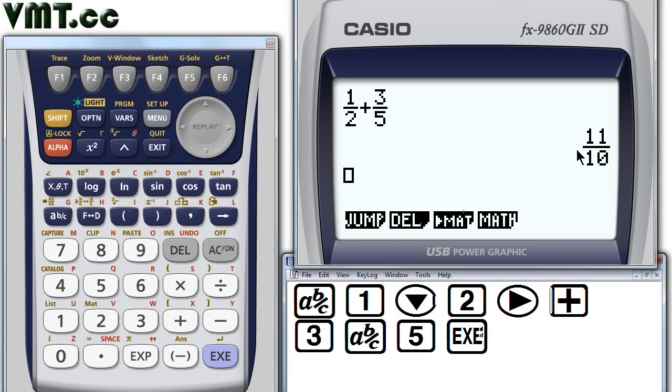Now, if you don't see this answer in your calculator, your settings are different than what I have. I recommend you watch my previous video, recommended settings, so that our calculators are in sync.